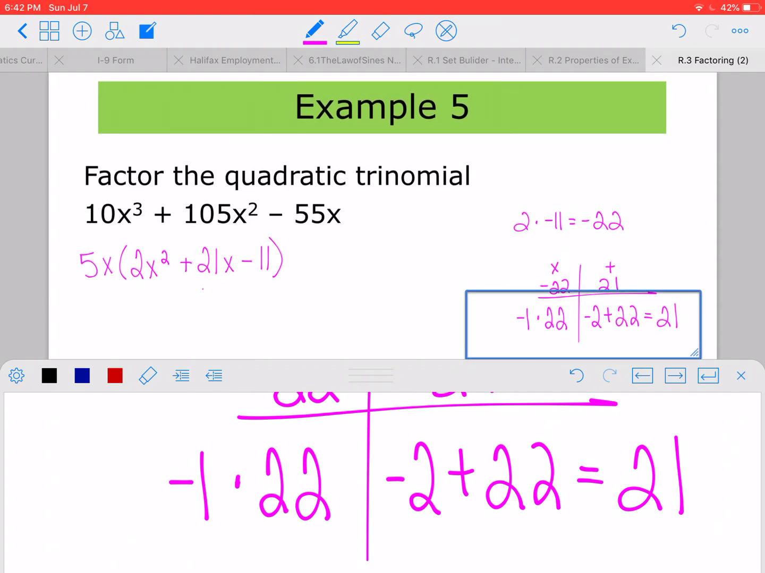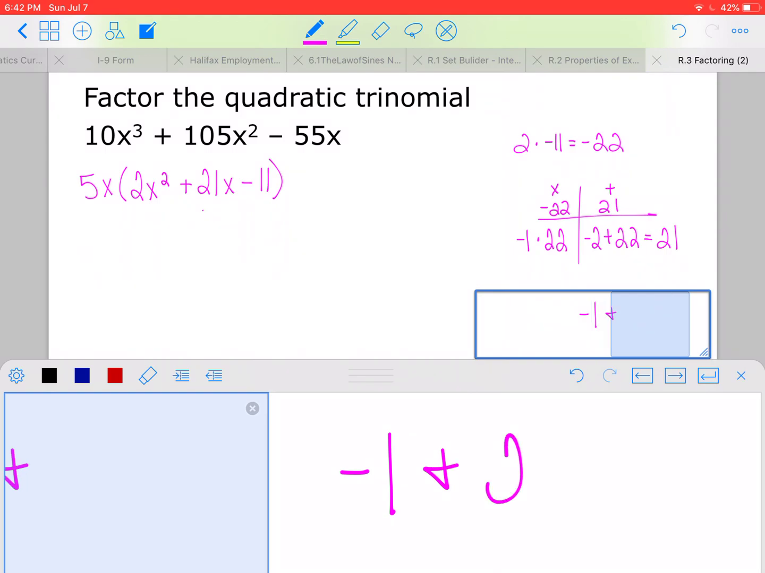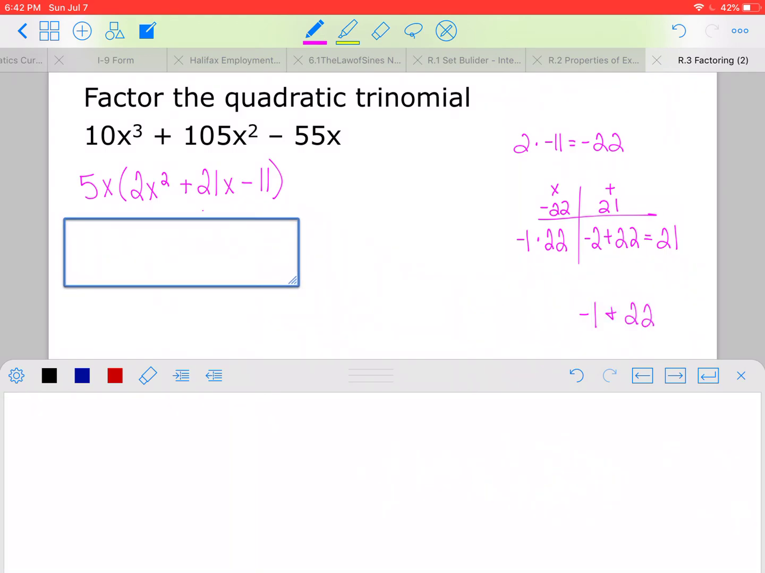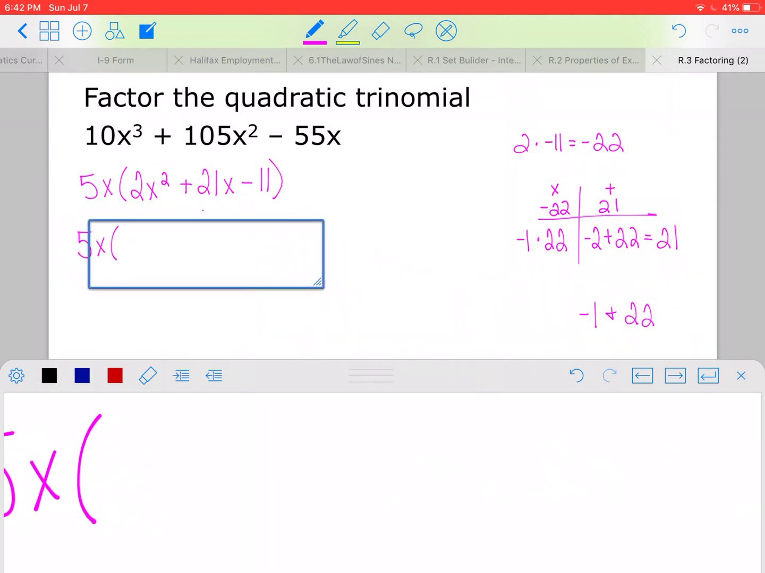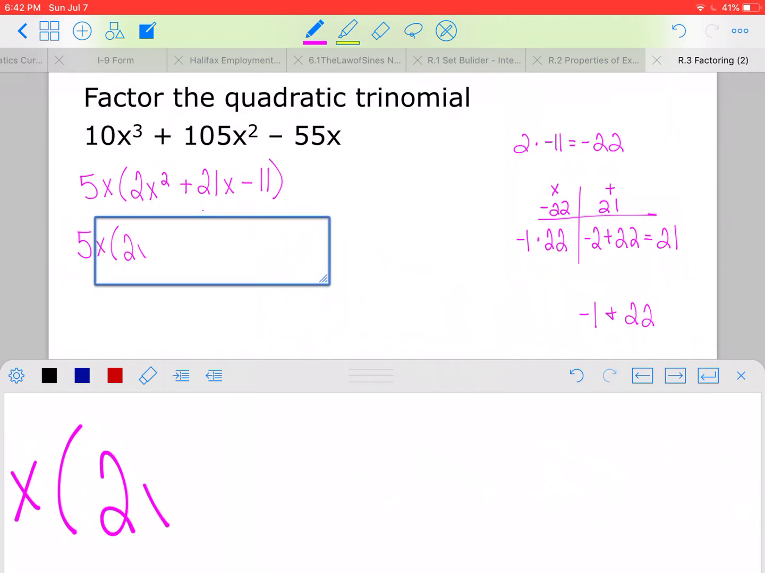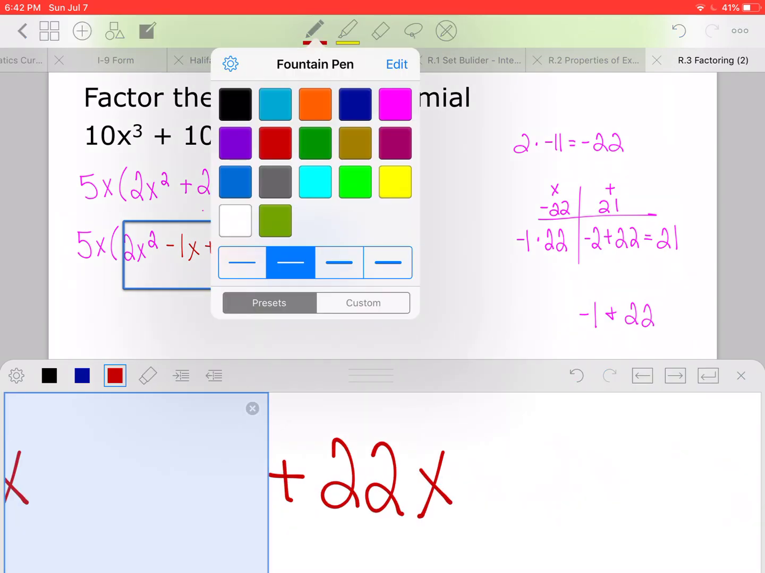So our numbers that we're going to use are negative 1 and positive 22. So when we come over here, we're going to keep our 5x, just going to tag along with us, and then bring down the 2x squared. Inside here, in place of the positive 21x, we're going to put negative 1x plus 22x. And then bring down the minus 11.